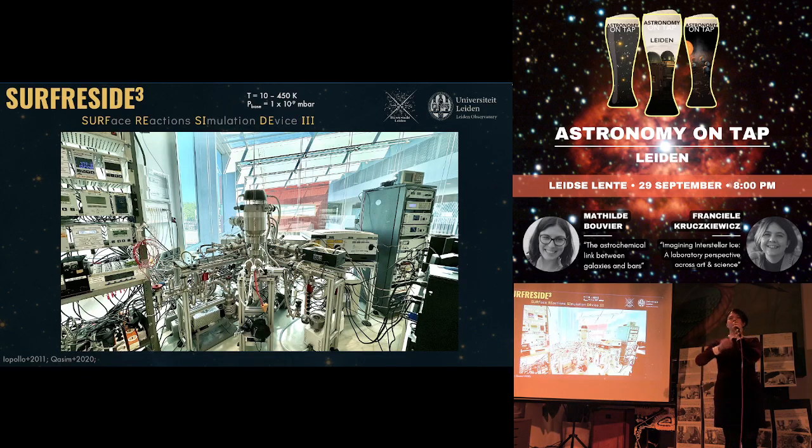So I talked about these different parts of my instrument in the lab. And this is how all of the parts look when they are assembled. This instrument is called the Surface Reaction Simulation Device, so the acronym is SURFASITE. But actually, when this setup is working, I like to call it my baby. And when it's not working, I call it my little monster.